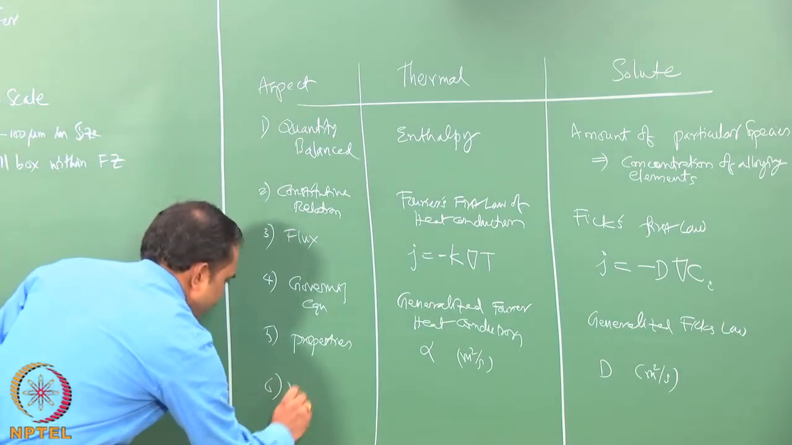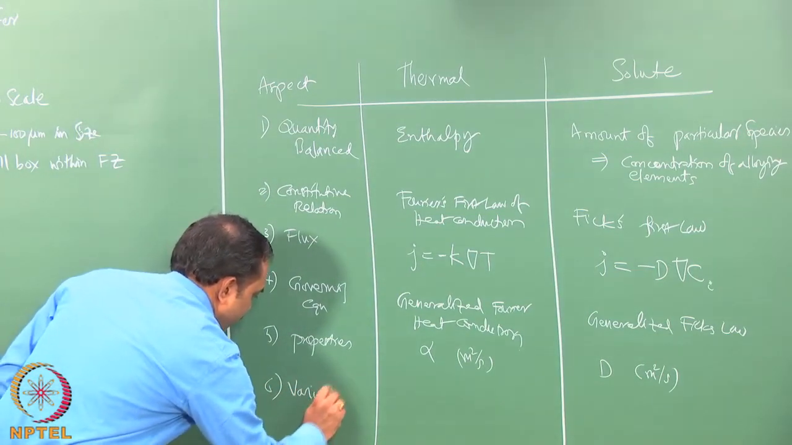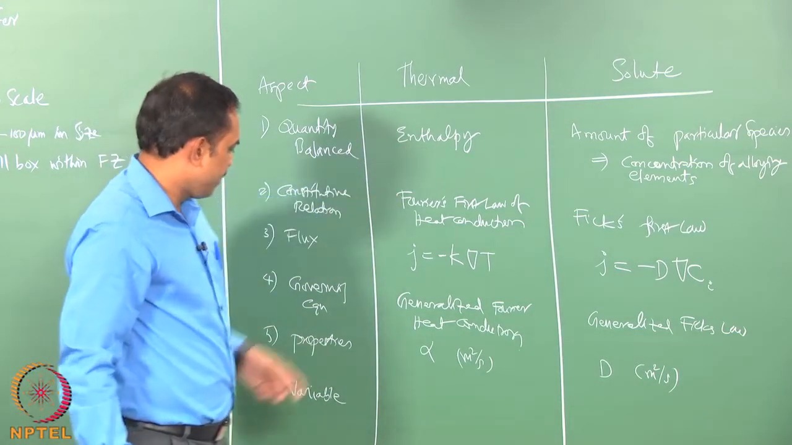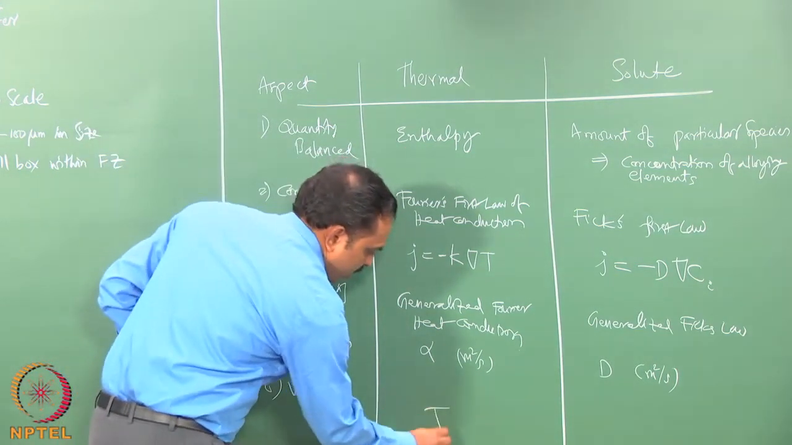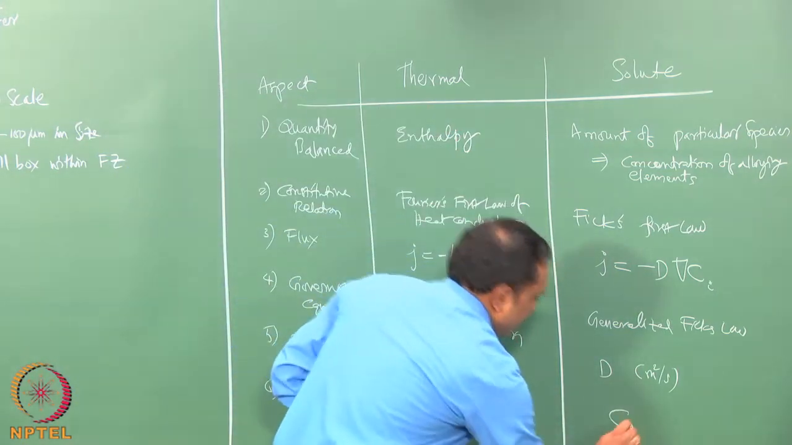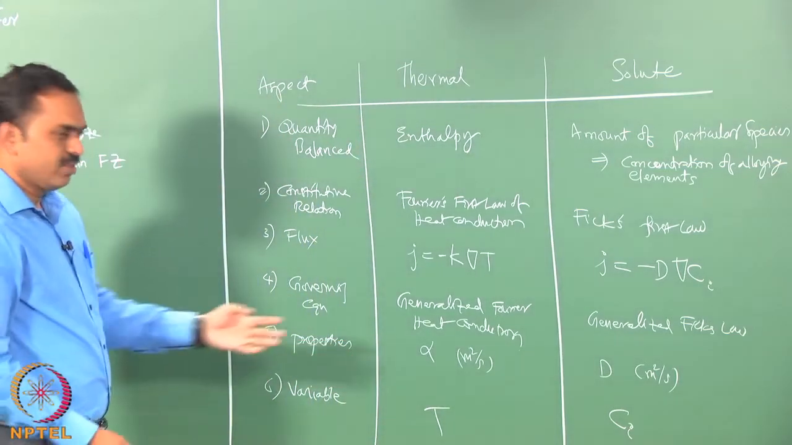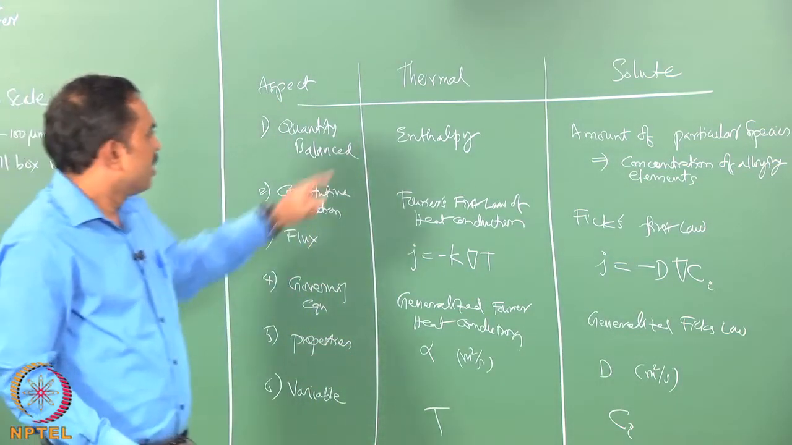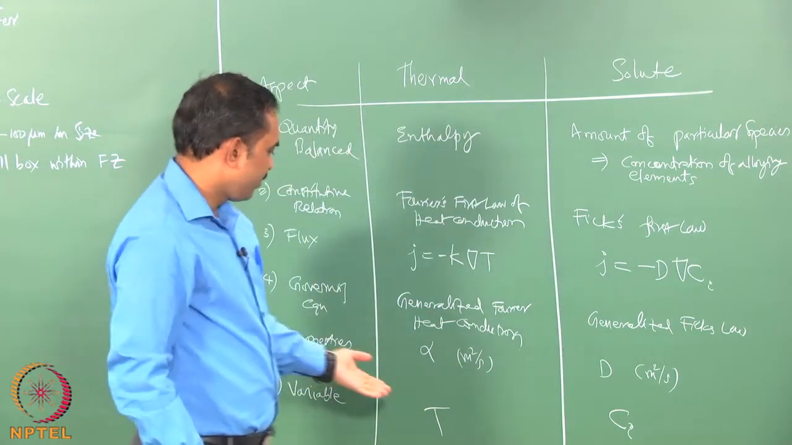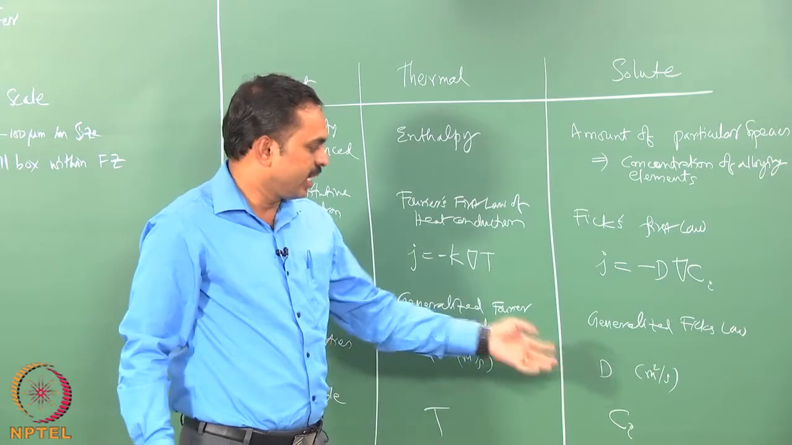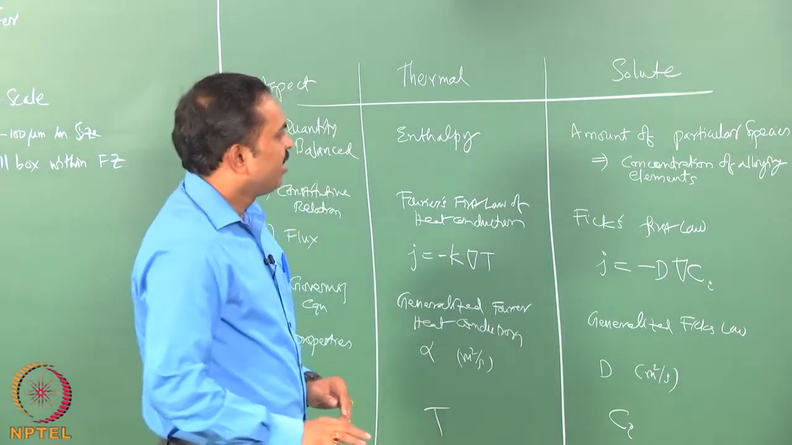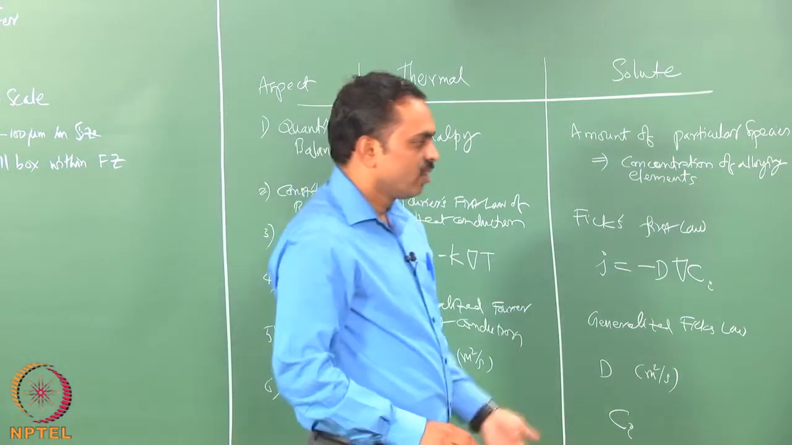And what is the variable we are trying to solve? The expression is for balance of enthalpy, but there we solve for the temperature as a variable, and in this case we want to solve for the composition of the species i. So, we will look up the equation for heat transfer, and then simply substitute: wherever you see T, you substitute C, and where you see alpha, you substitute D, and then you should get an equation that is reasonable for solute transfer also.